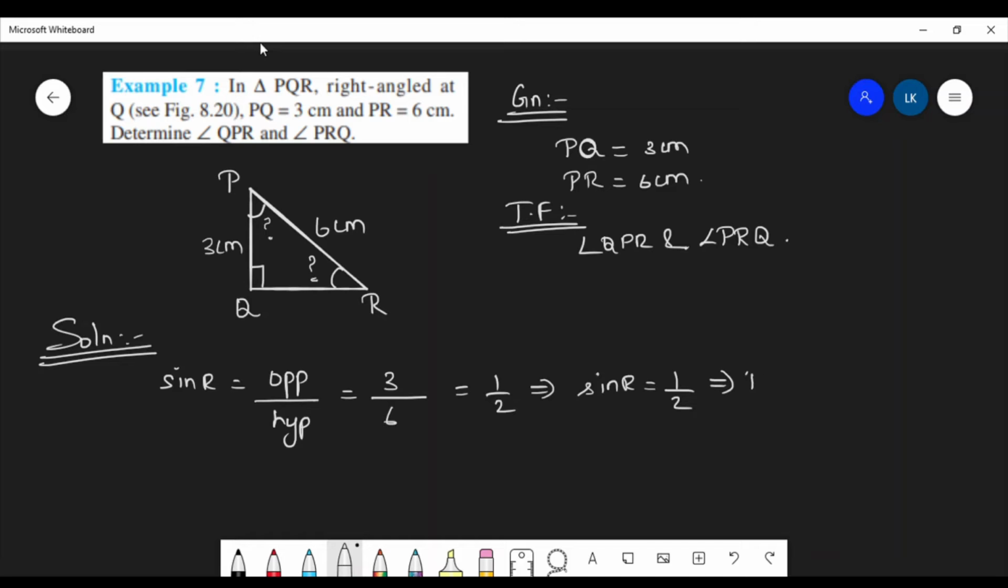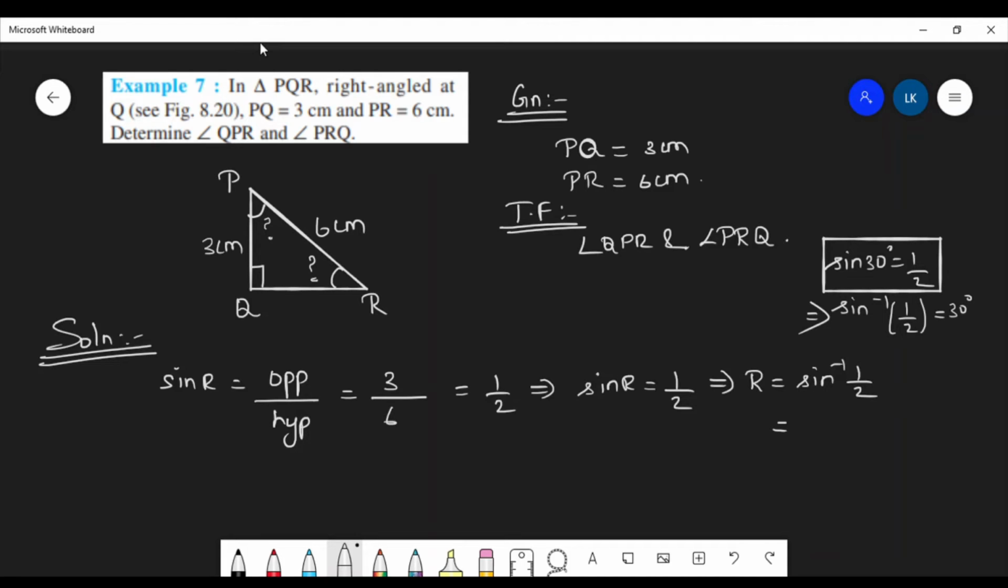Therefore R is equal to sin inverse of 1 by 2. What is the value of sin inverse of 1 by 2? From tabular column, sin 30 degree is equal to 1 by 2, right? Therefore sin inverse of 1 by 2 is equal to 30 degree. R is equal to 30 degree. And here we are going to use a property.